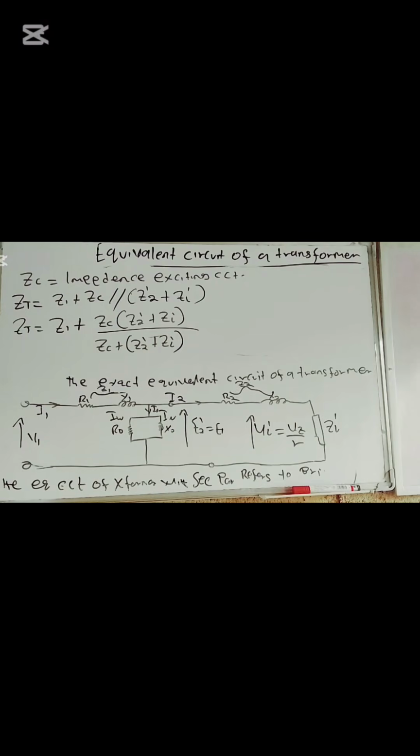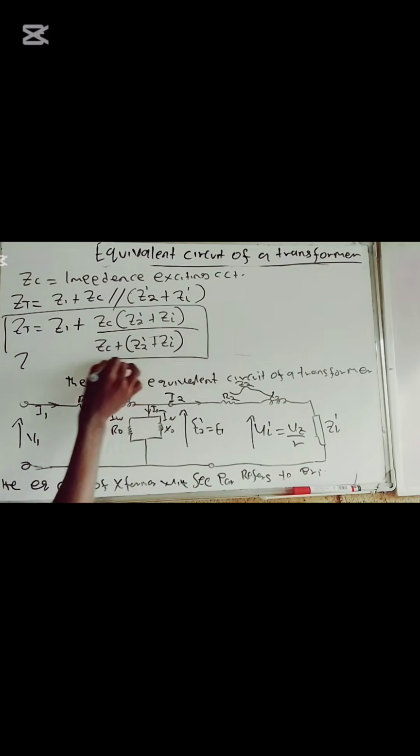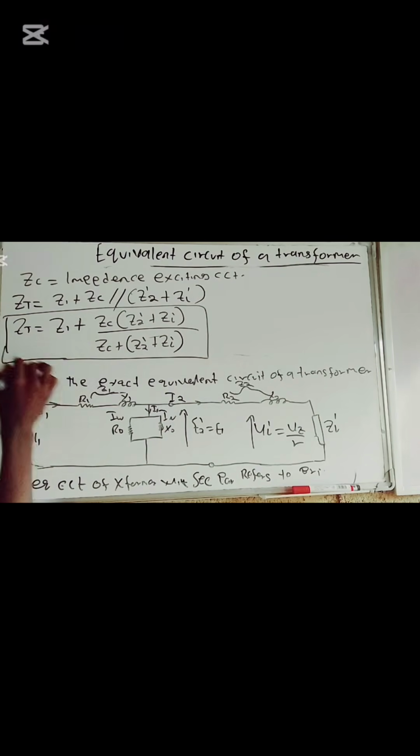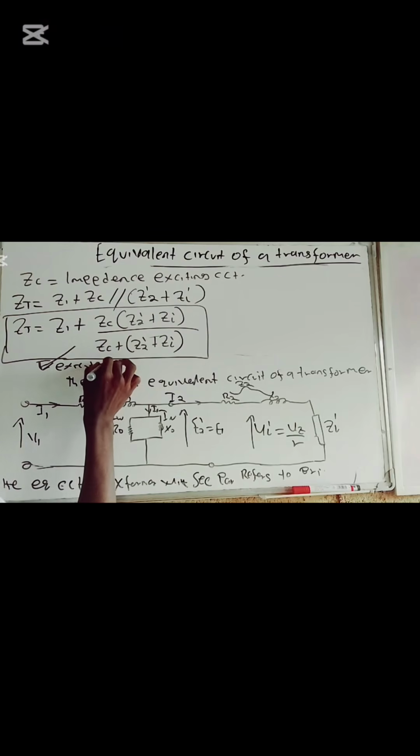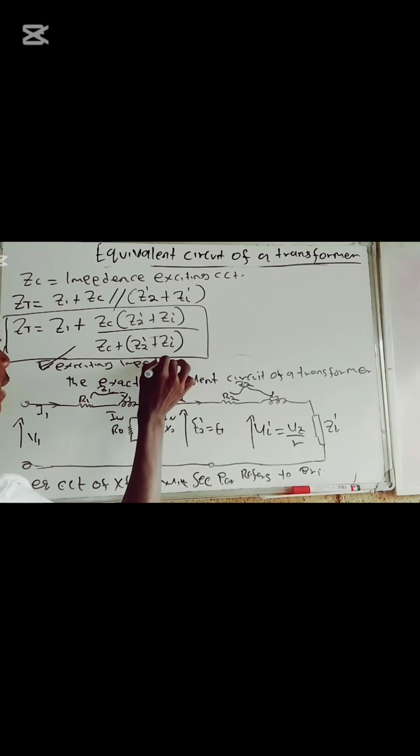So the next formula that I want you to know is that we have the formula that says what? So take note of this. But this, don't forget, is for what? For exciting impedance. The Z total, which is for the what? For the exciting impedance.